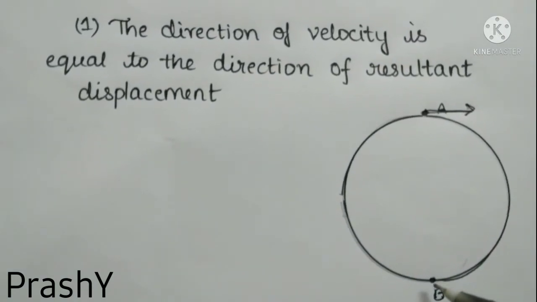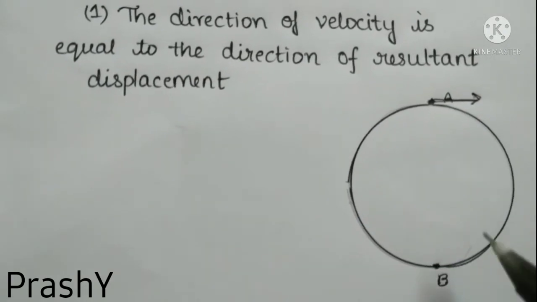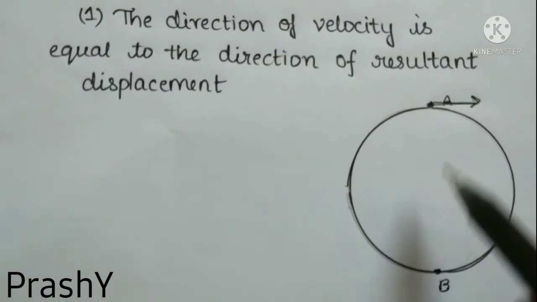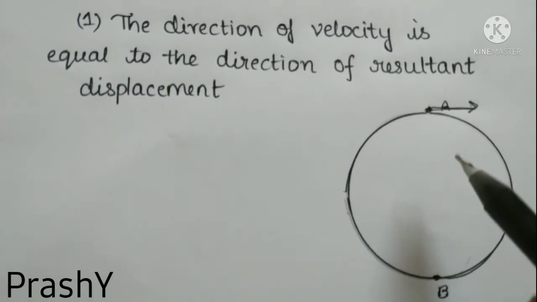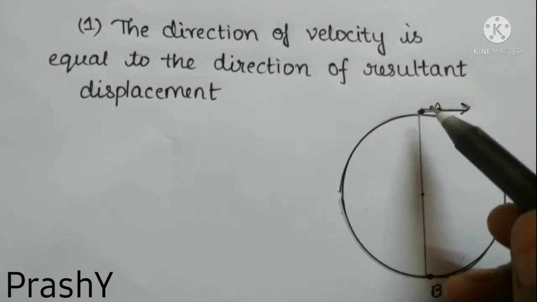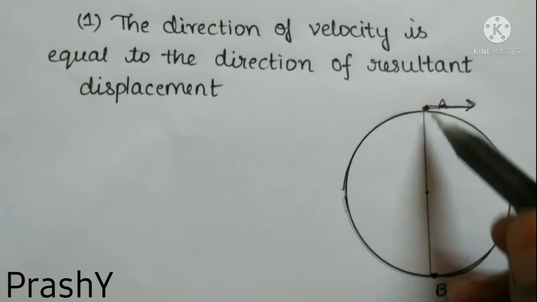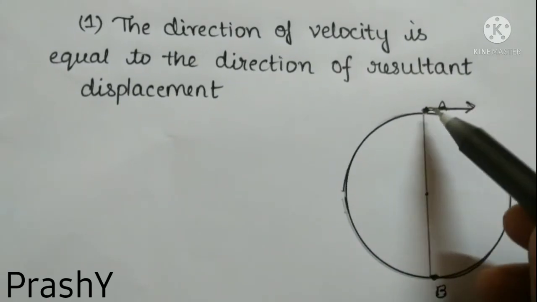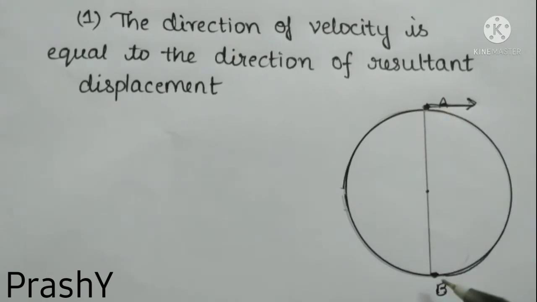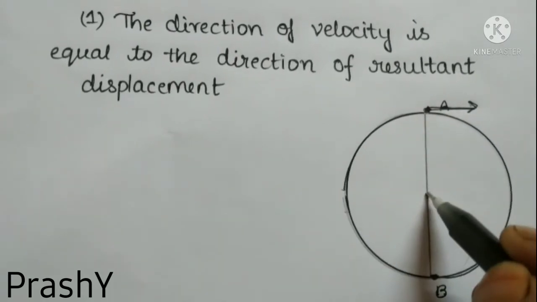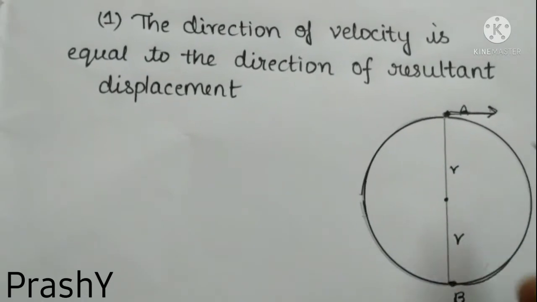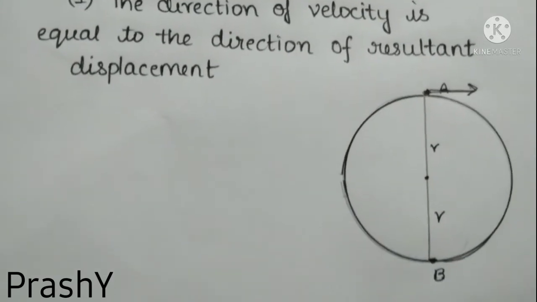After time t, it has reached the point B. This point is the diametrically opposite end. If I join these points A and B, I will get a straight line. This straight line represents the diameter of the circle, and this diameter will be equal to the magnitude of displacement. This is one radius r, this is one radius r, so the diameter is 2r.